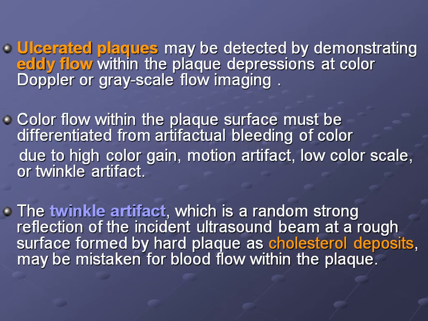Ulcerated plaques may be detected by demonstrating the eddy flow within the plaque depression at the color Doppler or sometimes at grayscale flow imaging. Color Doppler within the plaque surface must be differentiated from artifactual bleeding of the color due to high color gain, motion artifact, low color scale, or twinkle artifact. What do we mean by twinkle artifact? It's a random reflection of the incident ultrasound beam at a rough surface formed by the hard plaque, as calcific deposits may be mistaken for blood flow within the plaque.